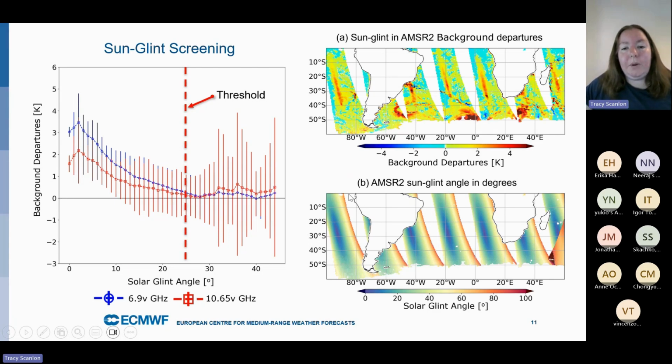What we needed to do here was not only calculate these glint angles, but also find a threshold at which we should be screening. If we just add up the departures per solar glint angle, we find that once we get below about 25 degrees, we start to see our departures going up quite significantly compared to anything above that. So we decided to screen on below 25 degrees glint angle and just get rid of these areas that are affected.